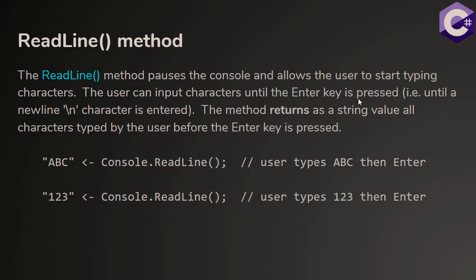All right, we've talked about how we can print data to the console. Let's talk about how we can read values in. The ReadLine method pauses the console and allows the user to start typing characters. When the user finally hits the Enter key, all of the characters, except the Enter key itself, are returned as a string of text. So for example, if I were to call console.readline in my code and type the characters A, B, C and then hit Enter, then the string value A, B, C will be returned from this method.